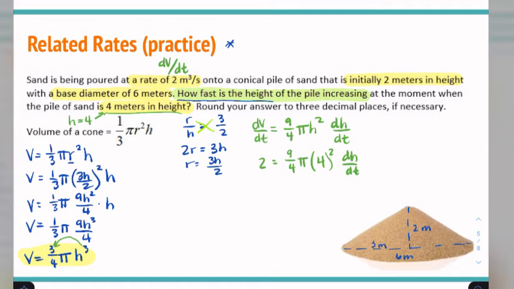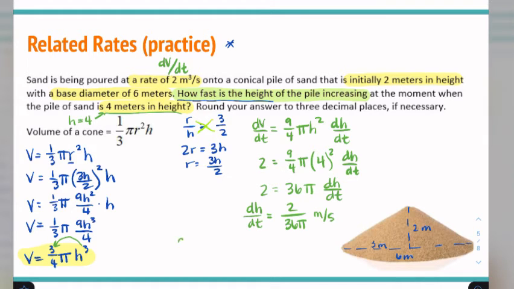Then we just need to simplify there. So 4 squared is going to be 16. 16 times 9 over 4, that's going to give me 36 here. So 2 equals 36 pi dh dt, and then I can solve. So I can say dh dt equals 2 over 36 pi, and that's going to be meters per second.